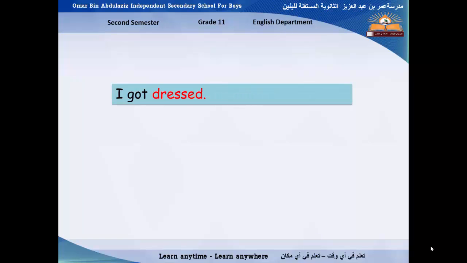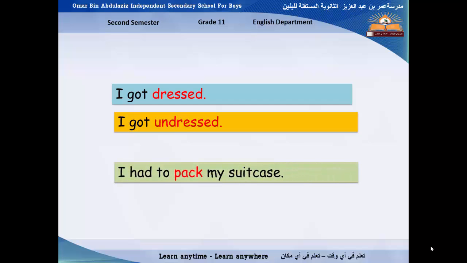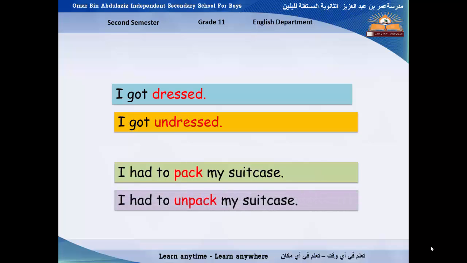I got dressed. I got undressed. We used the prefix un before the verb dress or dressed. I had to pack my suitcase. I had to unpack my suitcase.